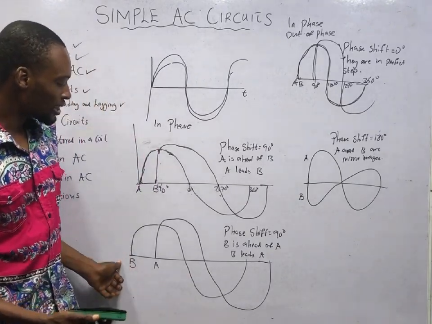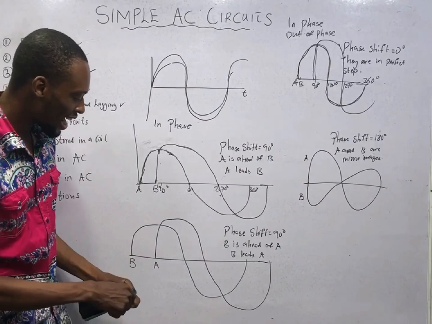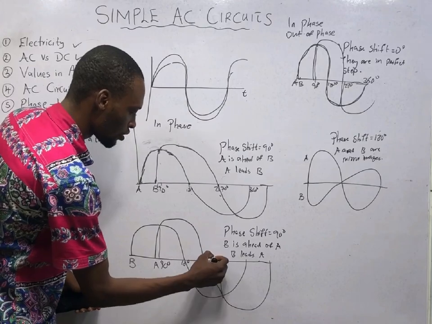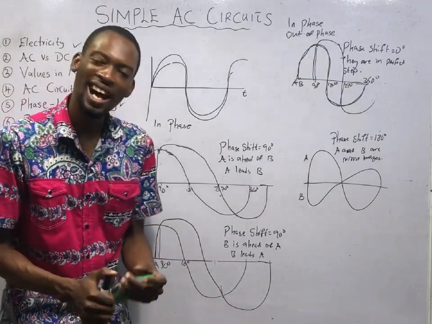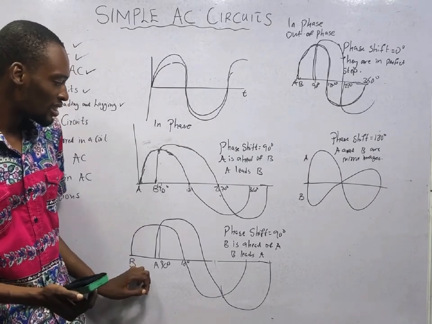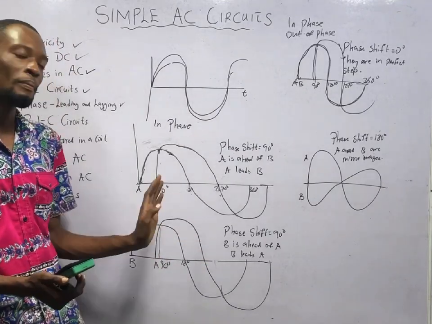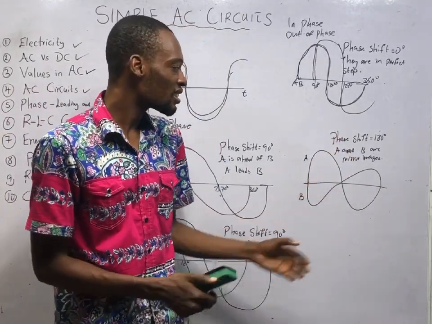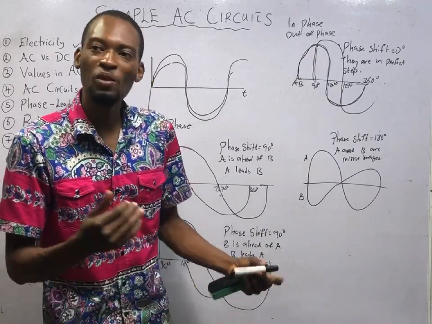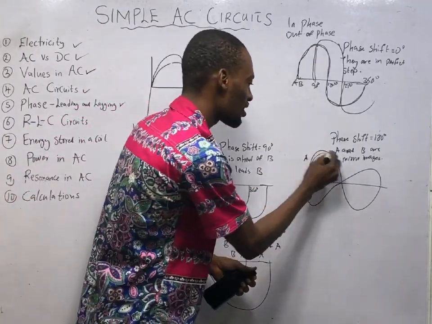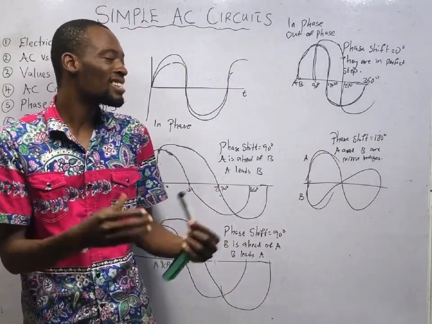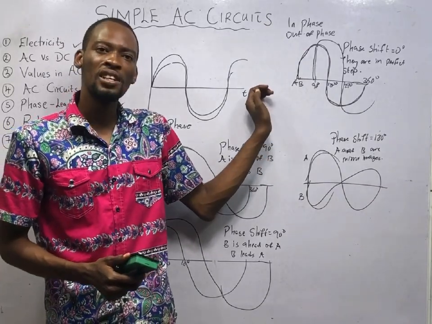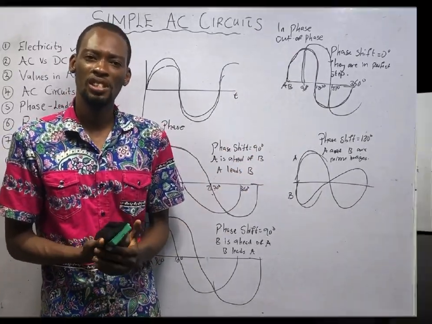For this wave, B started before A, and you see they are out of phase by 90 degrees, as you can see. 90 degrees, 180 degrees, 270, and so on. They are obviously out of phase, but B is ahead of A, so B leads A by 90 degrees. And here, the phase shift is 180 degrees. A and B are mirror images. So when two waves are mirror images, this and this, it simply means that the phase shift is 180 degrees. And when waves have a phase shift of 360 degrees, they are also said to be in phase.